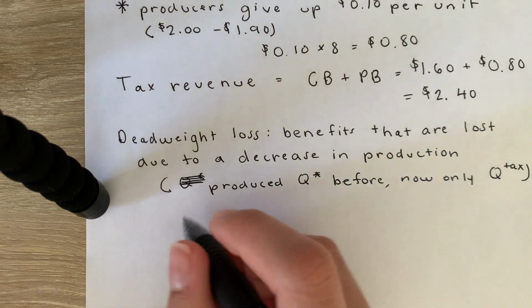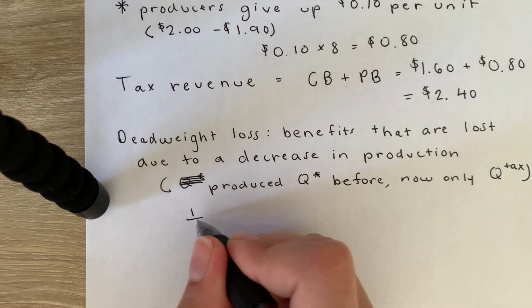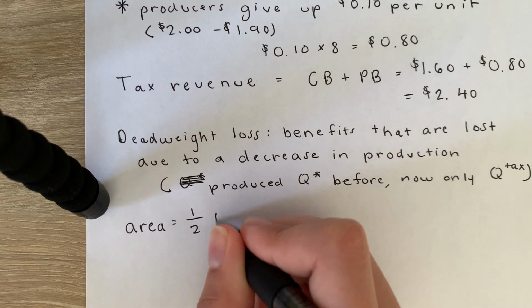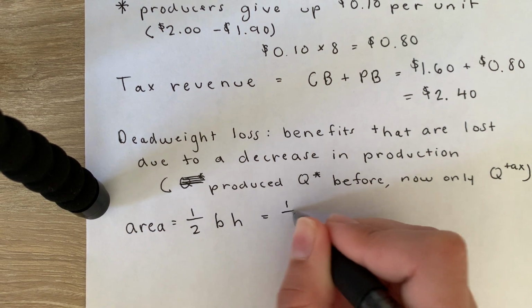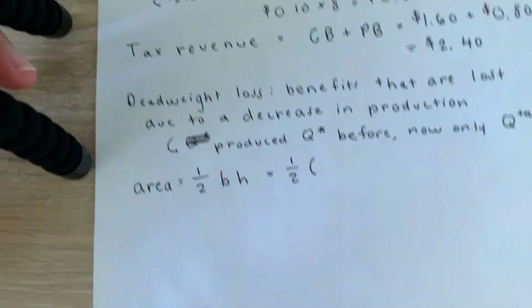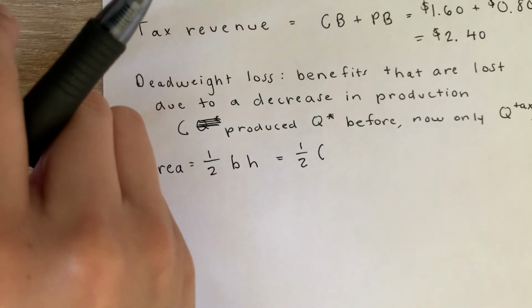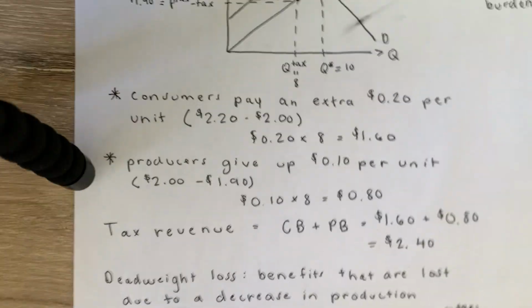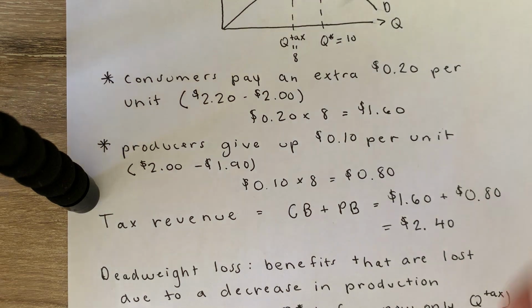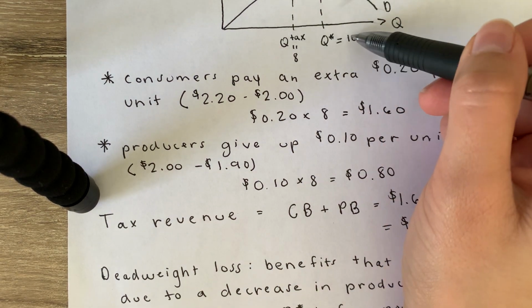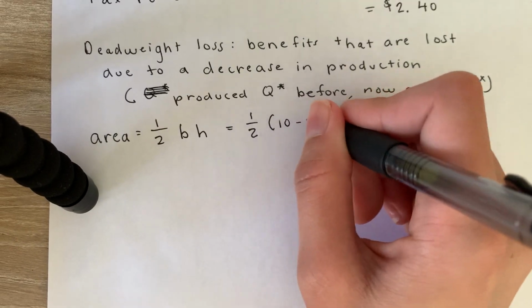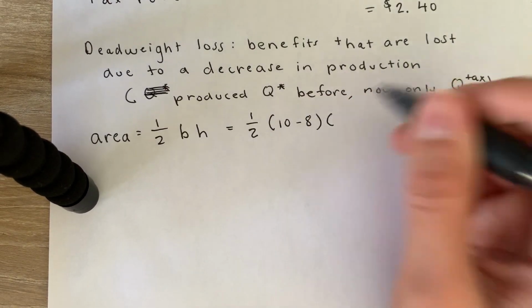So how do we calculate this? Well, it's a triangle, so the area of a triangle is 1/2 base times height. So 1/2, what's our base? Our base is going to be the difference between 10 and 8, so it's 10 minus 8. And then what about our height?